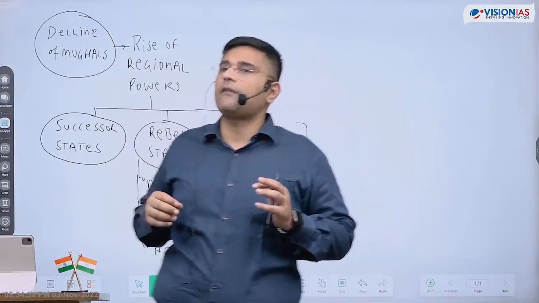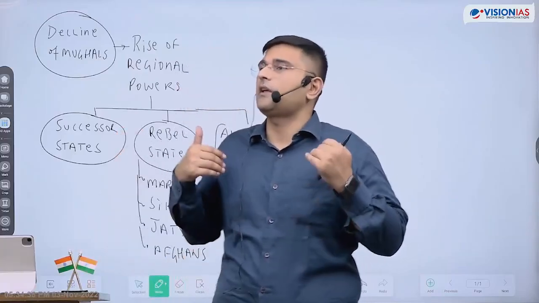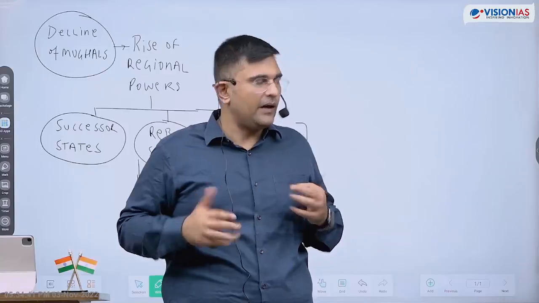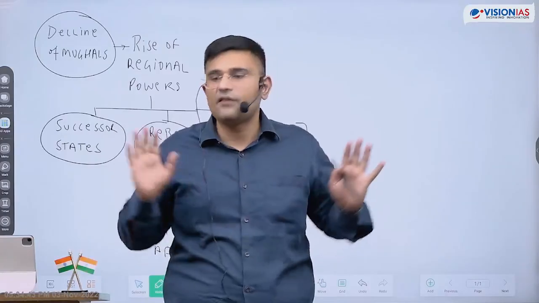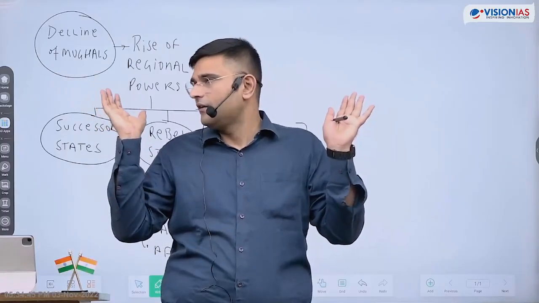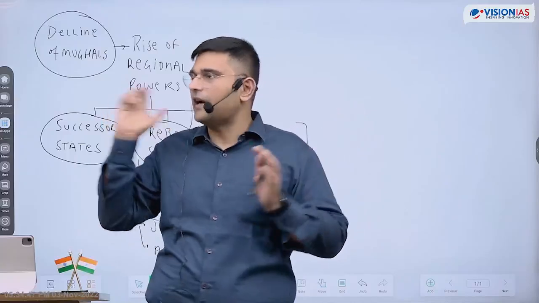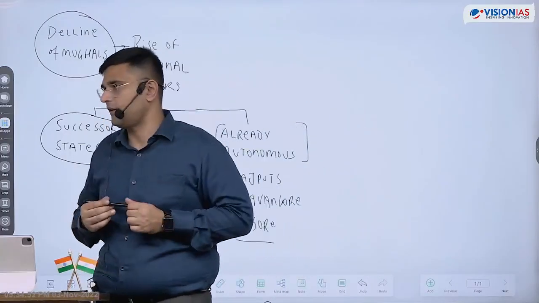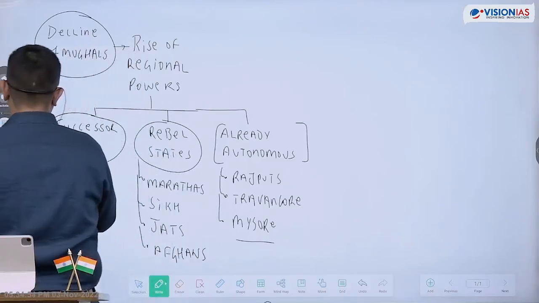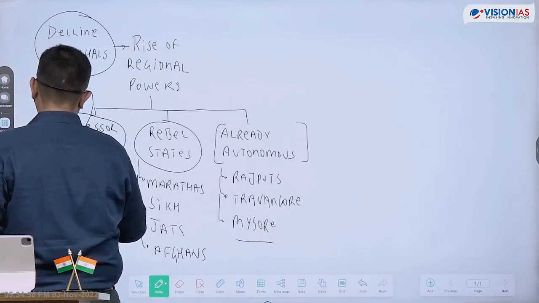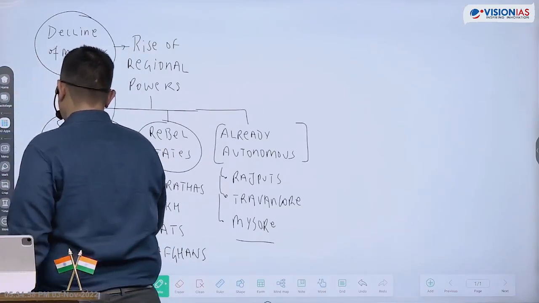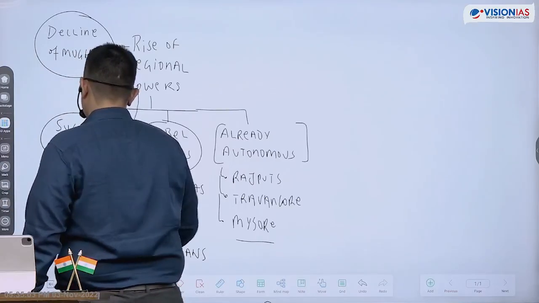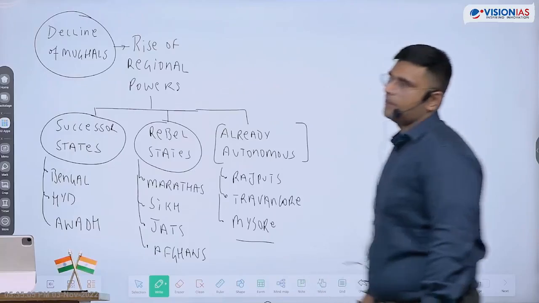Otherwise he does not have any physical power, any physical strength, any economic strength. And he does not have any say anywhere. He is just a figurehead. So that kind of status was there by the time period of 1757. And these three states were Bengal, Hyderabad and Awadh.